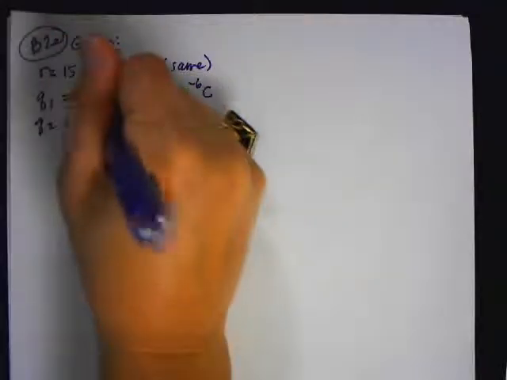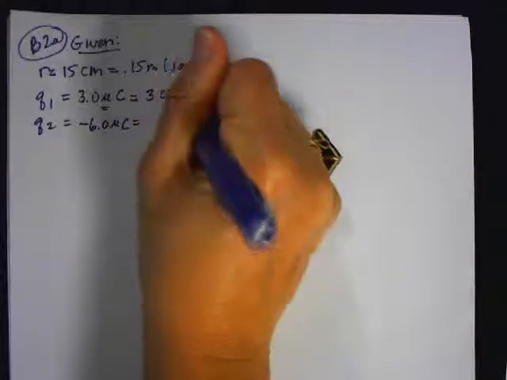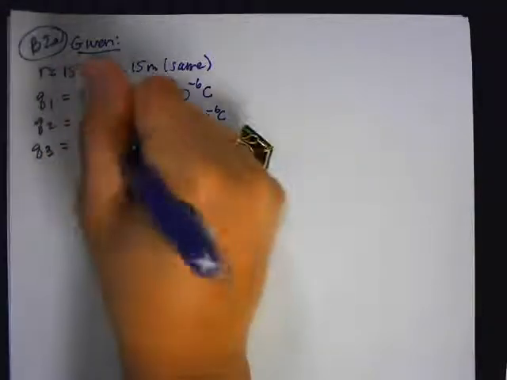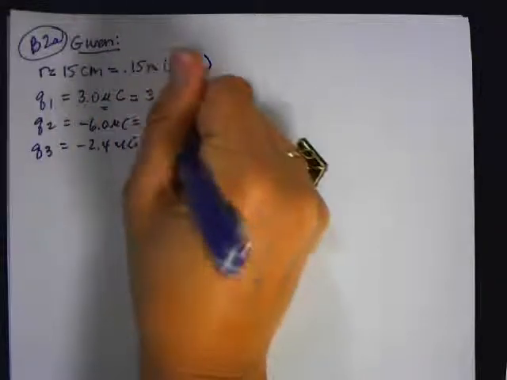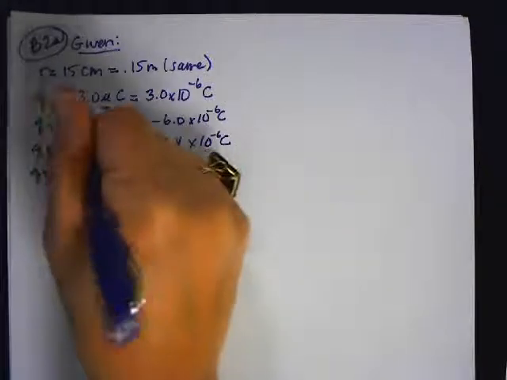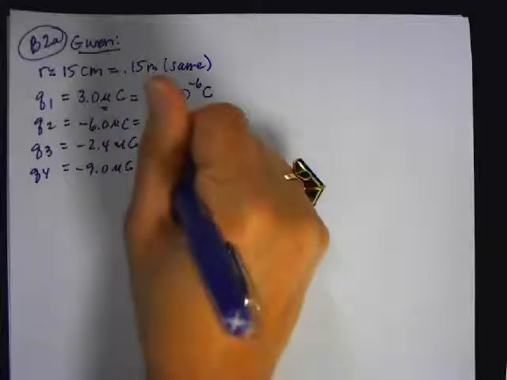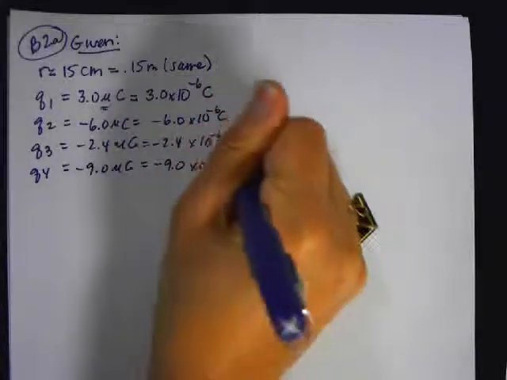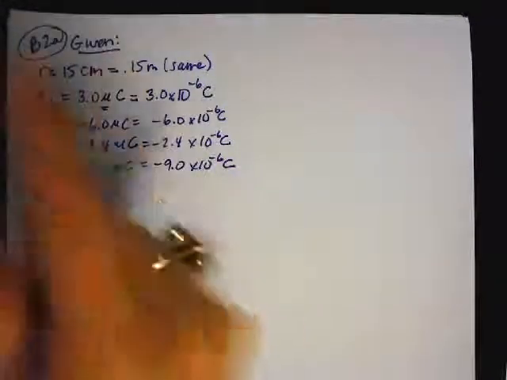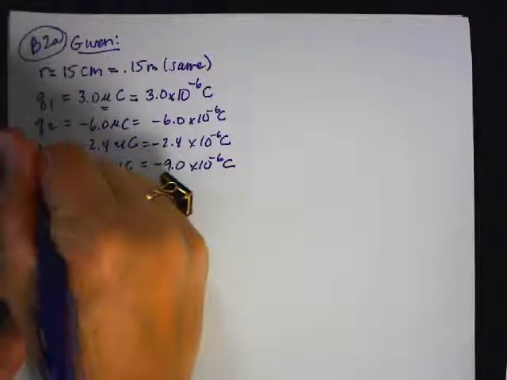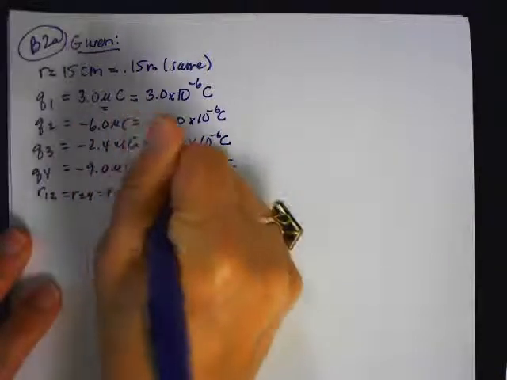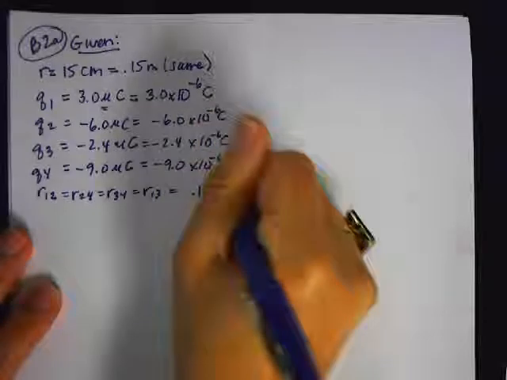Q2 is equal to -6 microcoulombs, which is -6 times 10 to the -6. Q3 is equal to -2.4 microcoulombs, which is -2.4 times 10 to the -6. And then Q4 is equal to -9 microcoulombs, which is -9 times 10 to the -6 coulombs. Now, remember, this is a square, so all the distances are the same. So R12 is equal to R24, R34, R13, and that's 0.15 meters.